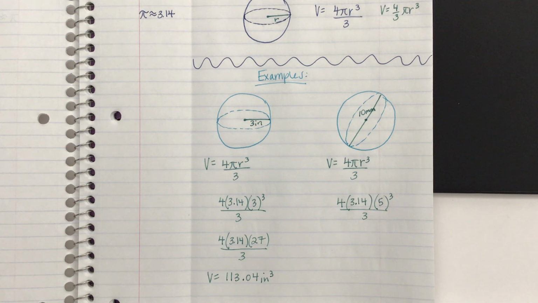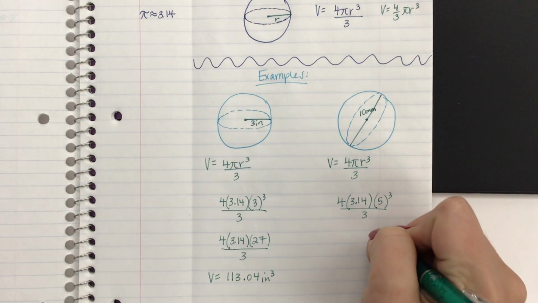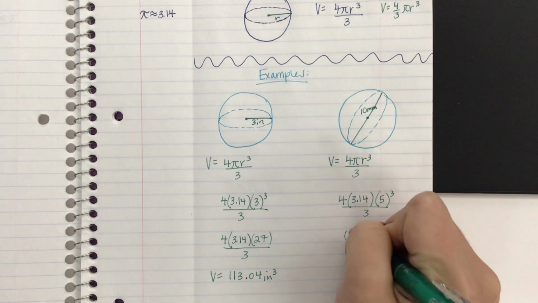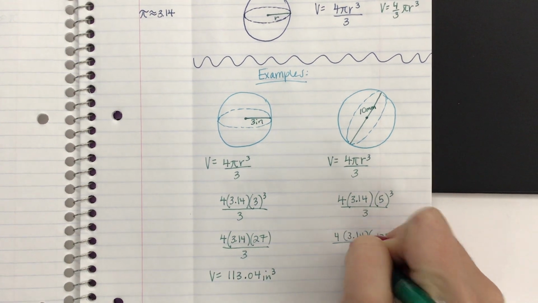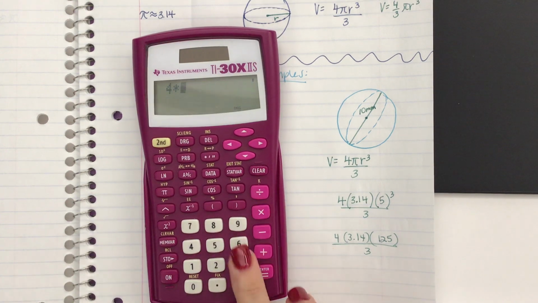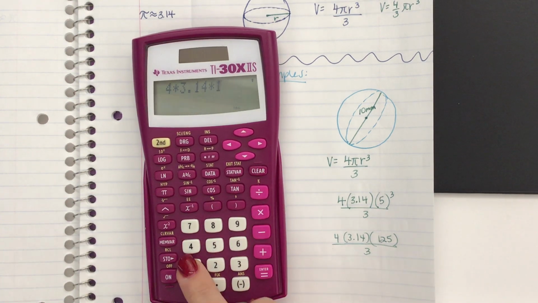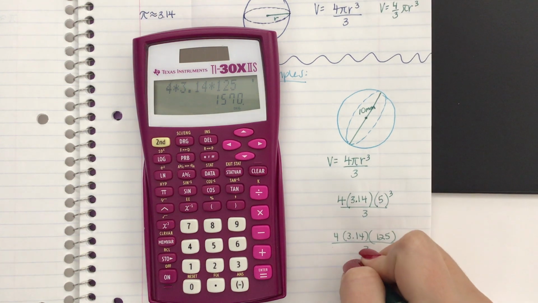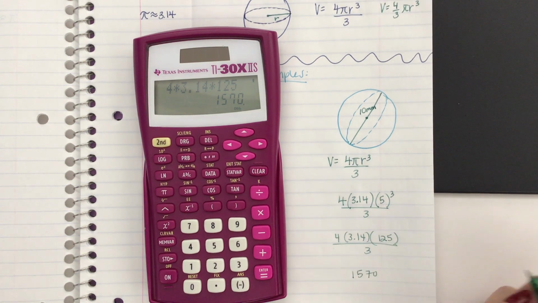So then we have to do the exponent. Okay, so 5 cubed means 5 times 5 times 5. So 5 times 5 is 25, and 25 times 5 is 125. And then we write down everything we did not use. And now we take our calculator, we do 4 times 3.14 times 125. Oh my goodness, this is going to be a huge number. So 1,570.